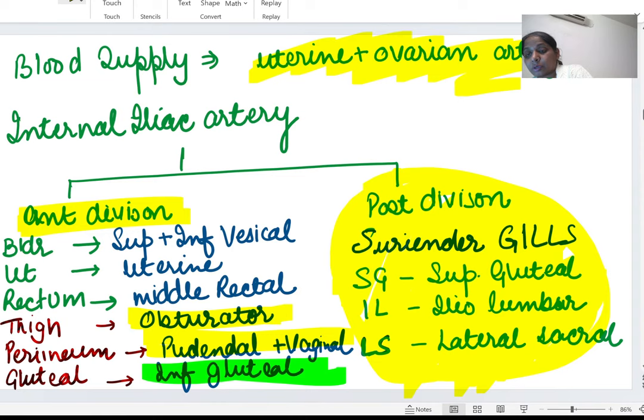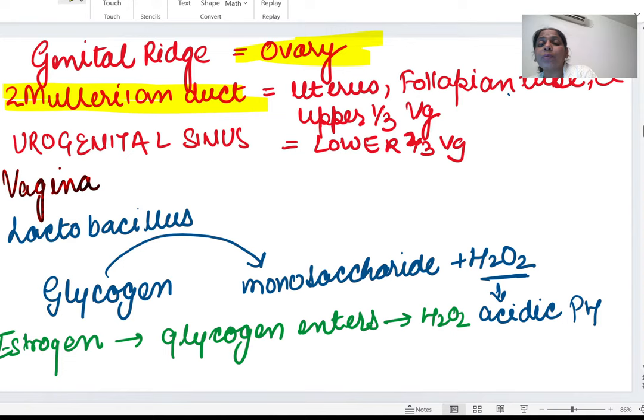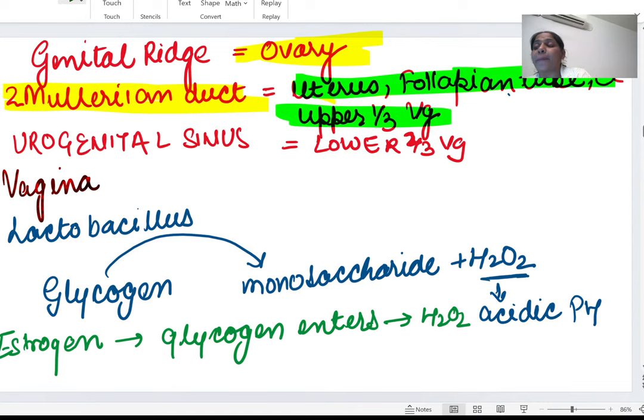Now we will also have one test here. Genital ridge makes which part? From the genital ridge, what originates? Ovary. What are the Mullerian duct derivatives? Uterus, fallopian tube, cervix, and upper one-third vagina.